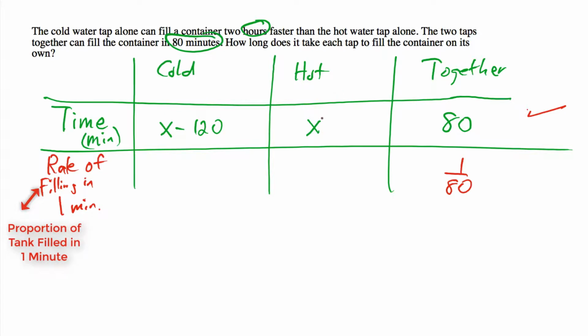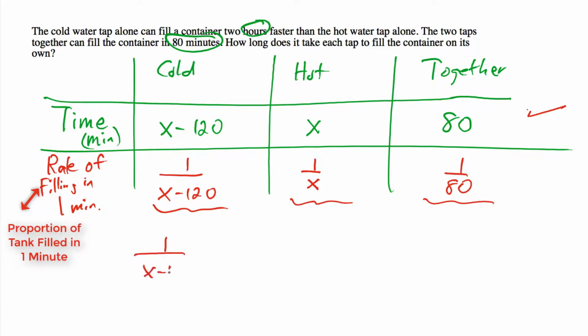And so on the hot water tank, if it takes x minutes to just use the hot tank, the rate that's filled in 1 minute would be 1 over x. And for the cold, 1 over x minus 120. And because these are now equalized in terms of rate, or percentage filled, the proportion filled by the cold tap plus the proportion filled by the hot tap would equal the proportion filled by both taps together in 1 minute. And there's my equation.